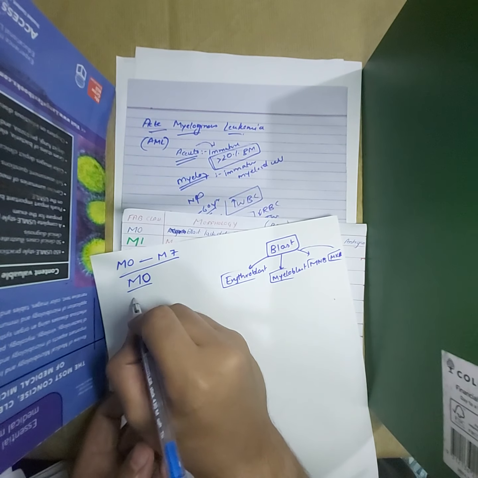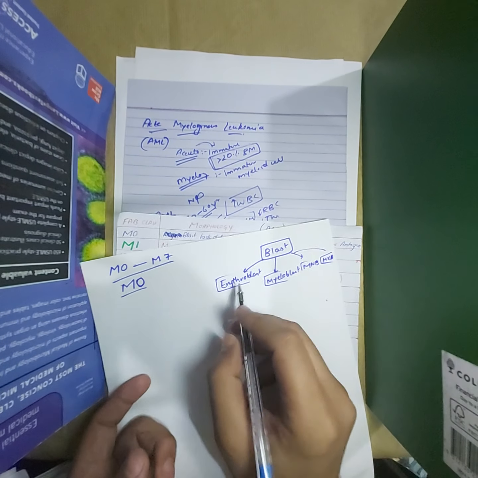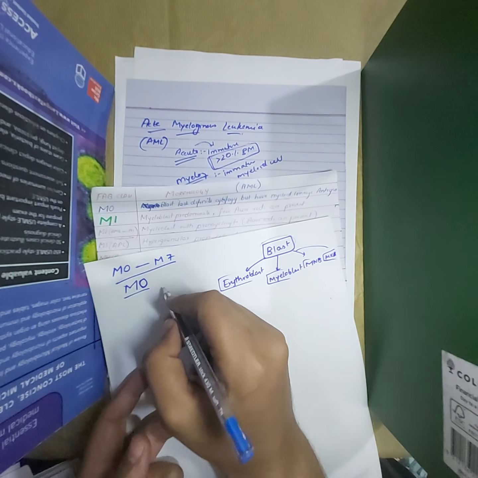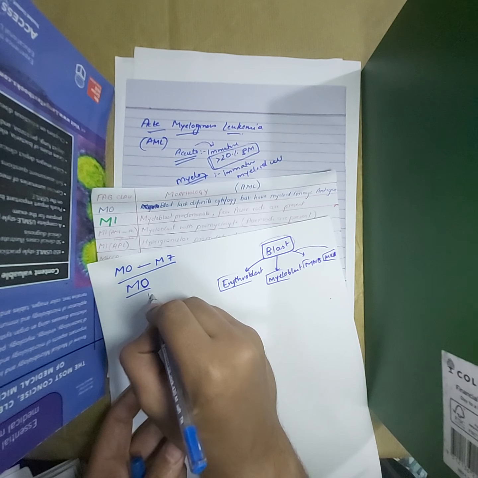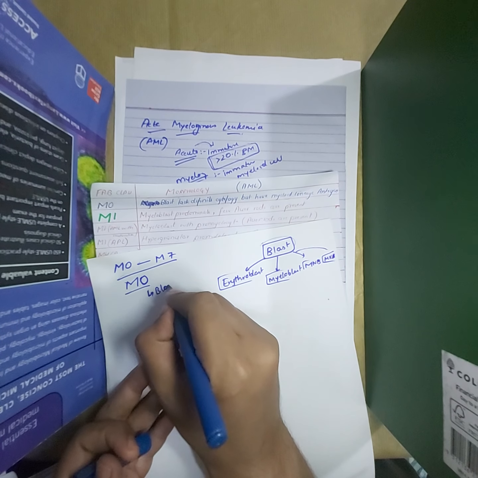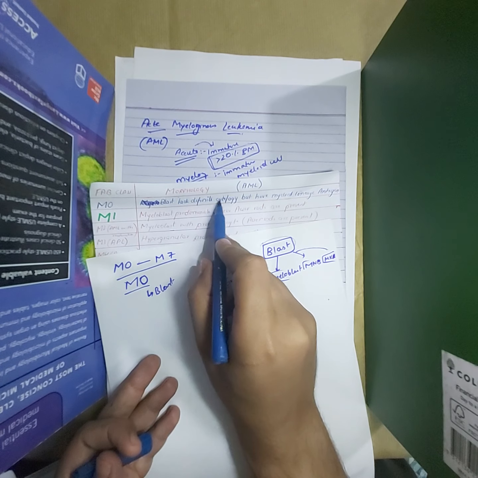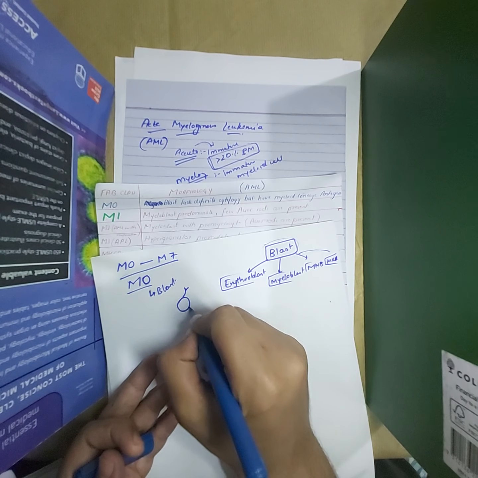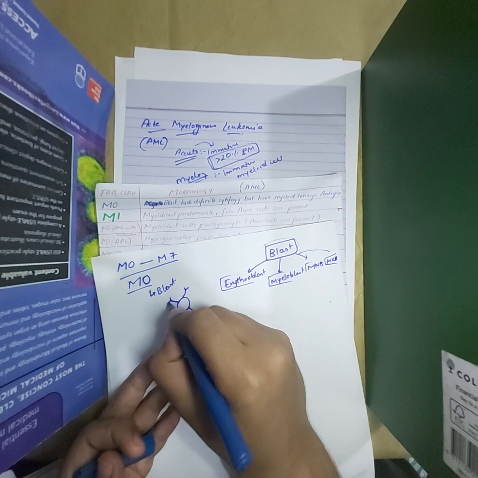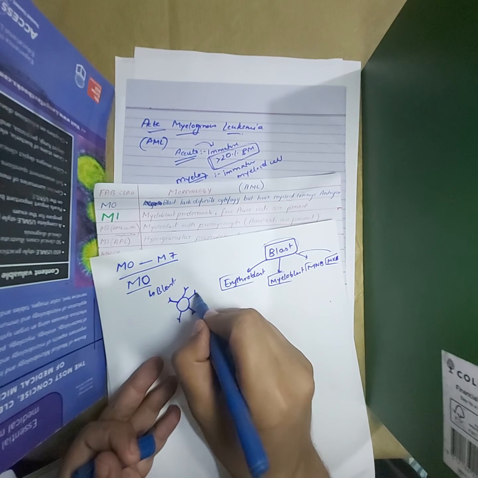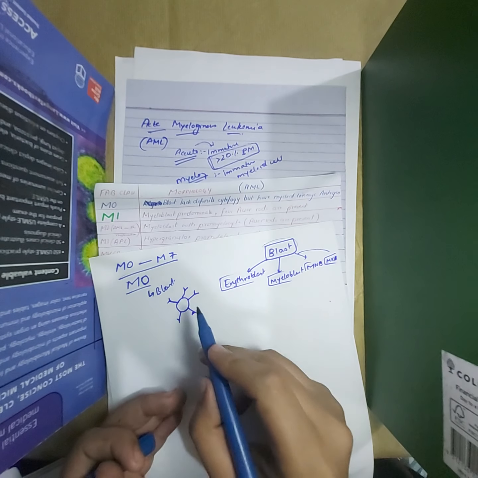Now let's move to the first stage, that is M0. In M0, the blast cells lack definite cytology, meaning some leukemia, some cancer, is present. The blast cells lack definite cytology but have myeloid lineage antigens, meaning the blast cells have antigens for their further divisions.